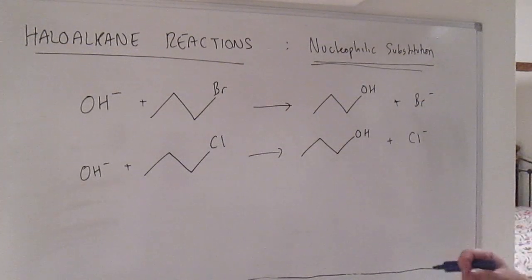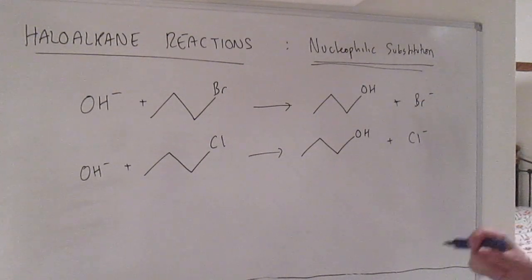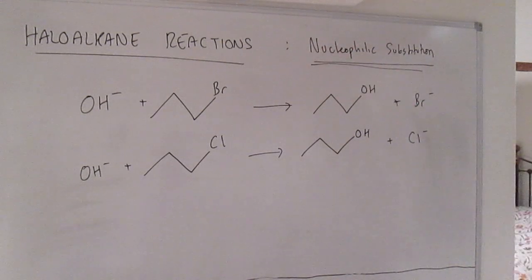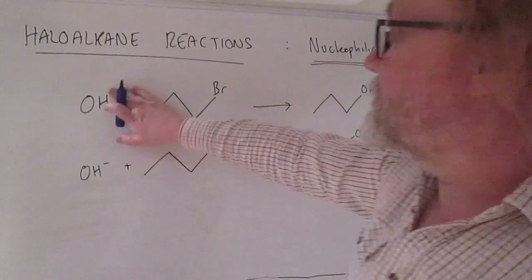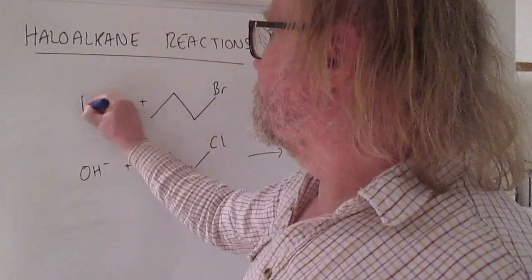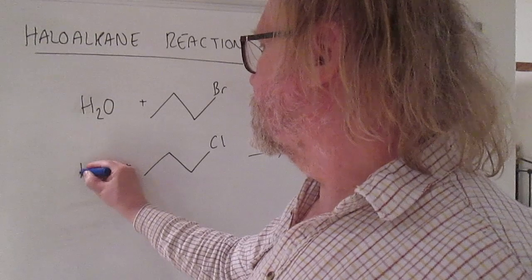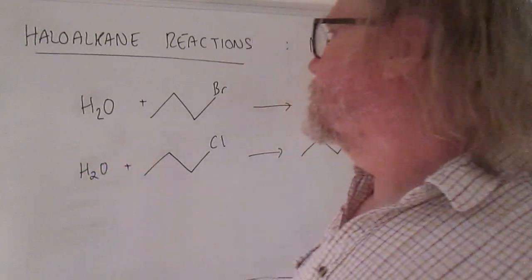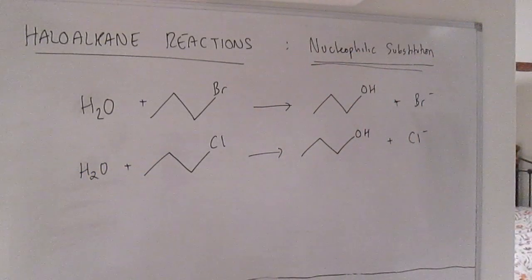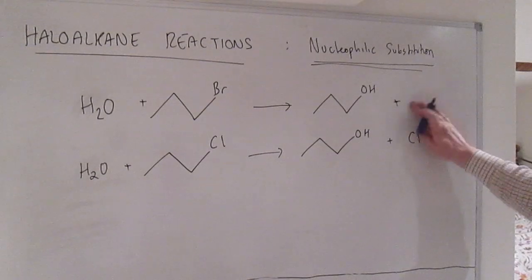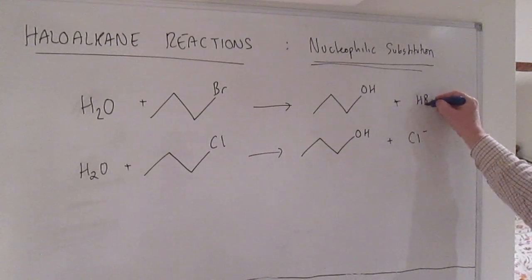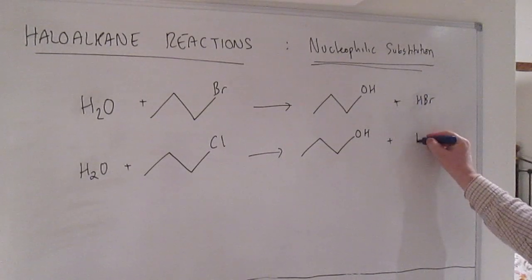Now the only snag is that you can't use hydroxide ions in the presence of silver because it precipitates out silver oxide, which is going to interfere with the reaction. So you do the reaction with water instead. So you do this reaction for both of them, which means that you produce HBr or HCl as the other product.